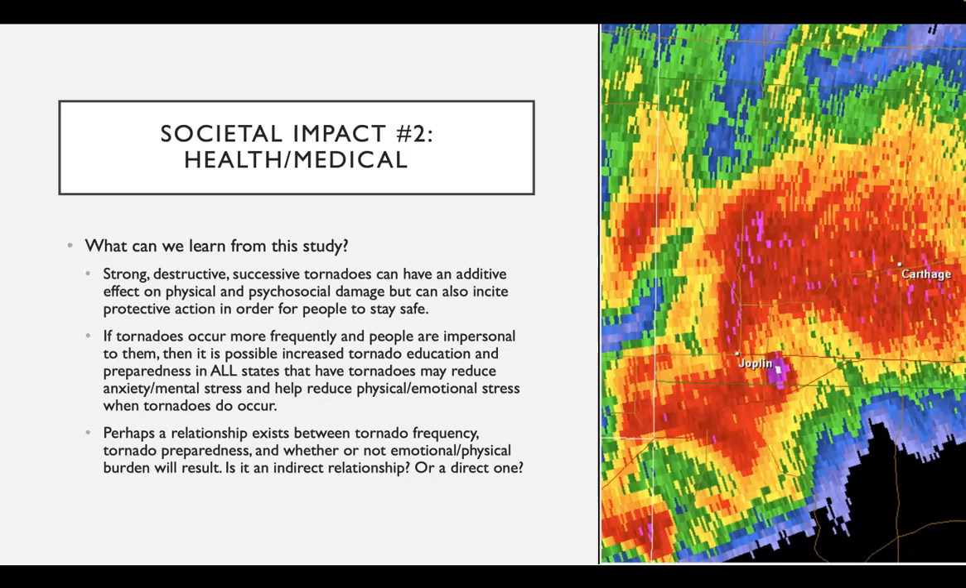So what can we learn from this study? Well, strong, destructive, successive tornadoes can have additive effects on physical and psychosocial damage, but can still not cause physical. Well, I wrote physical there. Yeah, this bullet's kind of contradictory. All right, screw that.